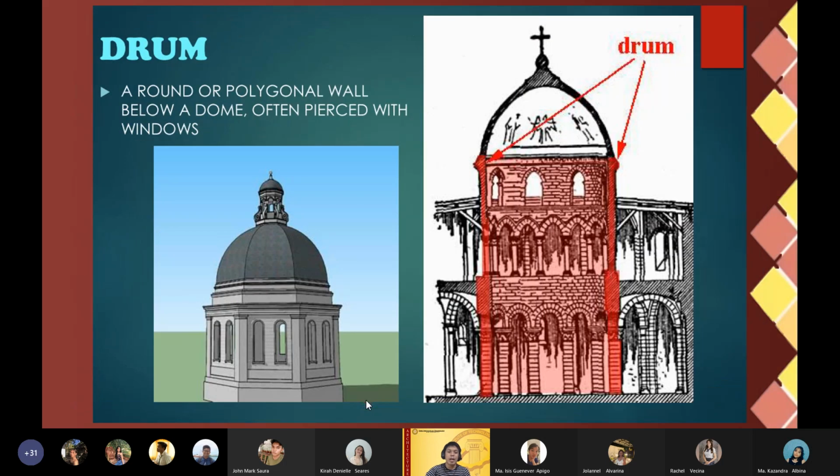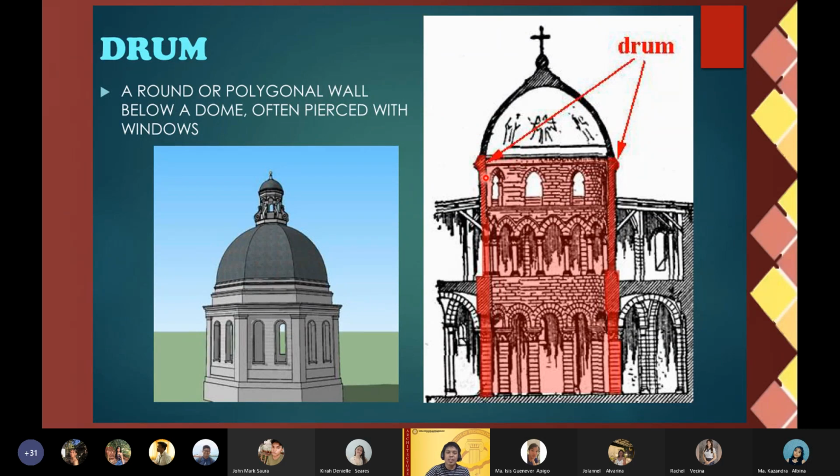Another term we have here is drum. So pendentive, part of their dome is from the pendentive. You can have a dome directly, but there are other churches or buildings that, after the pendentive, extend further. Because again, the theme during Byzantine architecture is competition among them. Verticality. The taller your building, the taller your church, the more famous you are during that time.